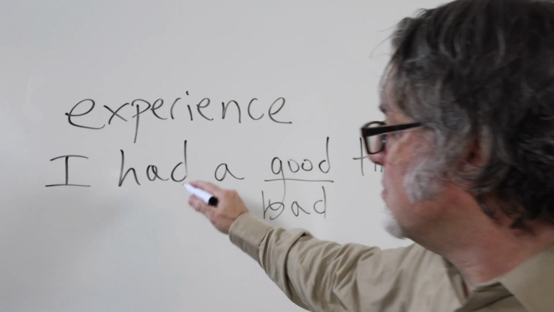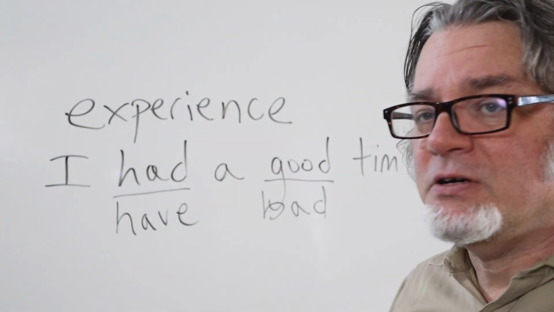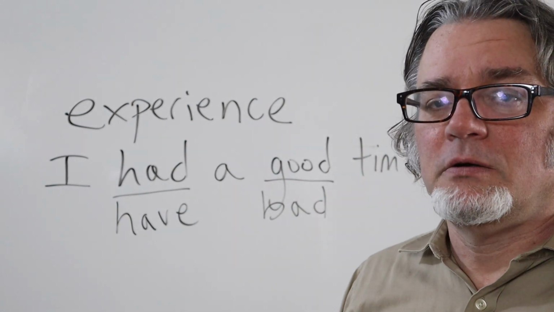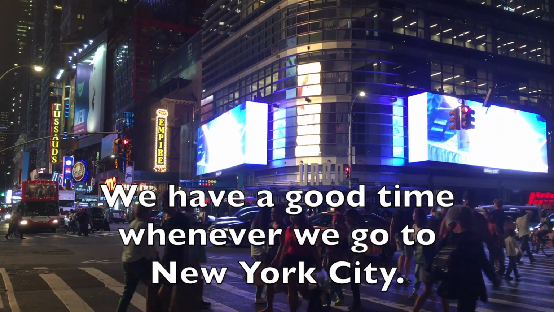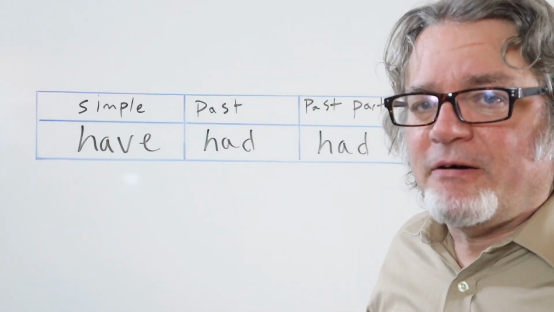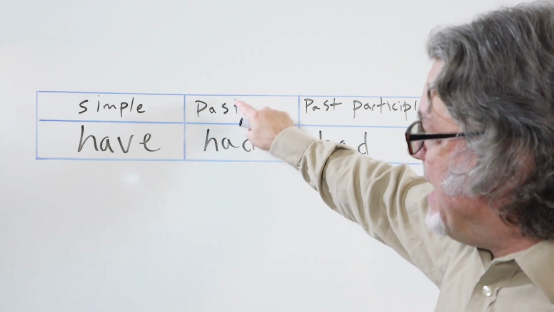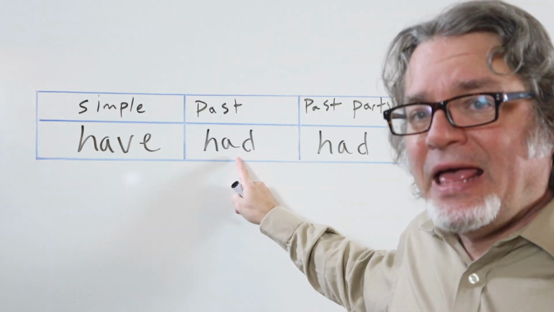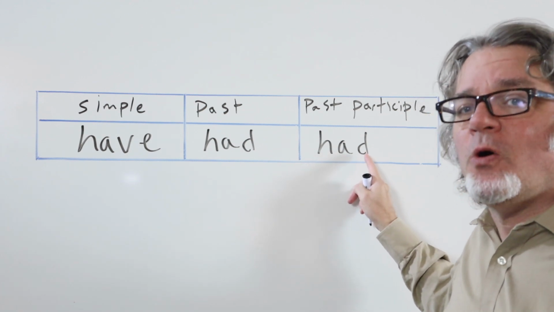You can also use the present tense. I have a good time whenever I go there. Here's the verb have in the simple form. In the past tense, it becomes had, and the past participle is also had.